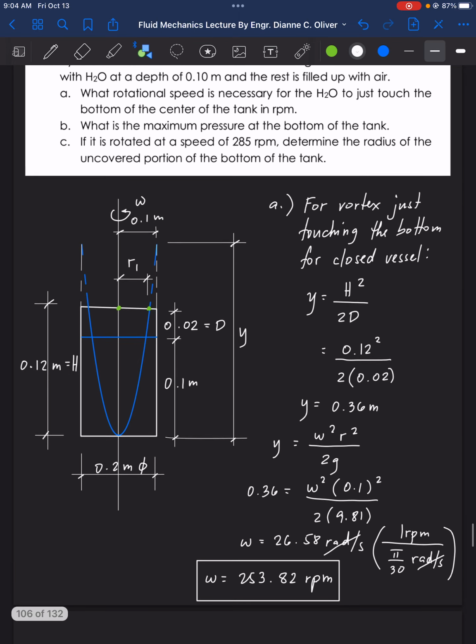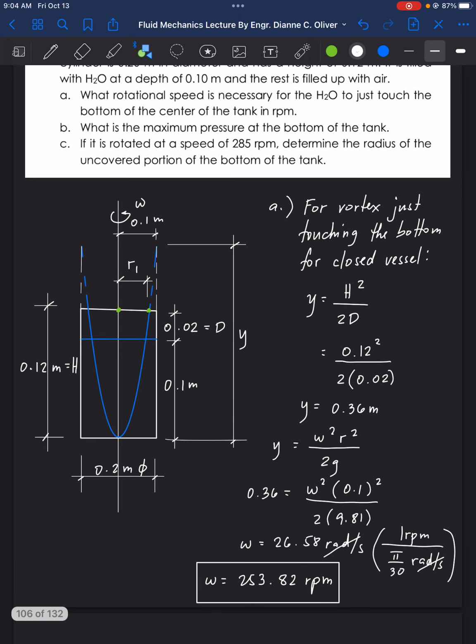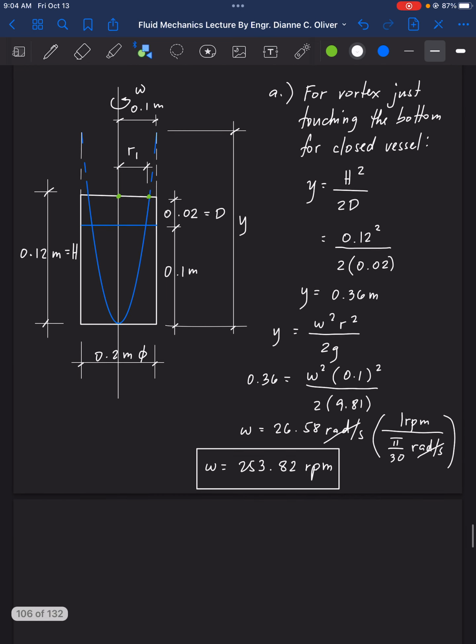So that's for letter A. Now for letter B, what is the maximum pressure at the bottom of the tank? Oh, there's another solution. I remember there's another solution for this letter A.